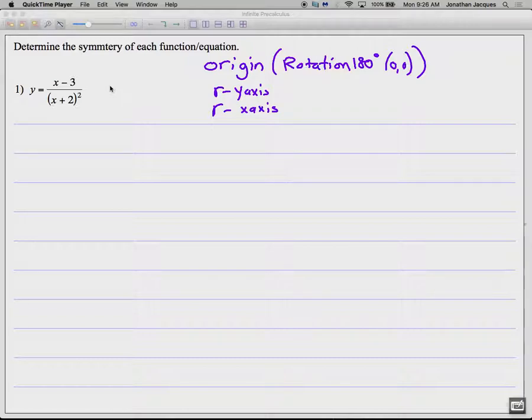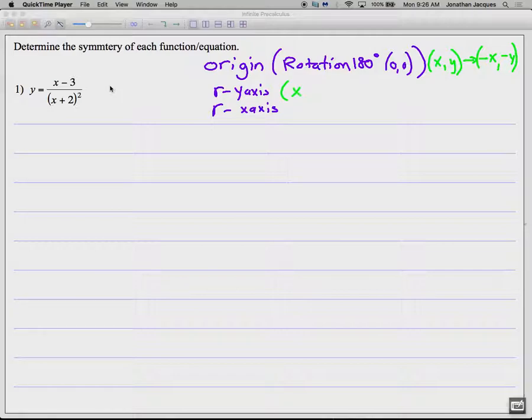And what I like to do is start off with attempting to find a counterexample. If you find a counterexample, you've proven that something does not have symmetry. So let's start with basic rules here. If you have the point x, y, in any case, if it has origin symmetry, then it will also have the point negative x, negative y. I like to think of that as opposites give me opposites.